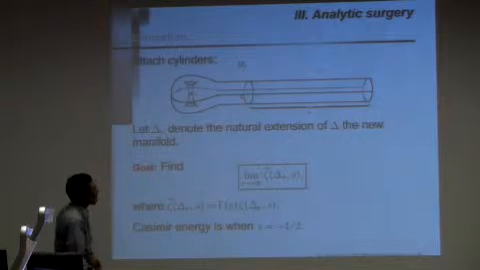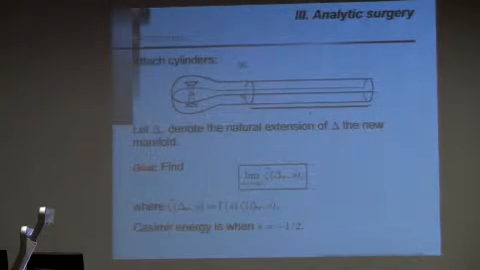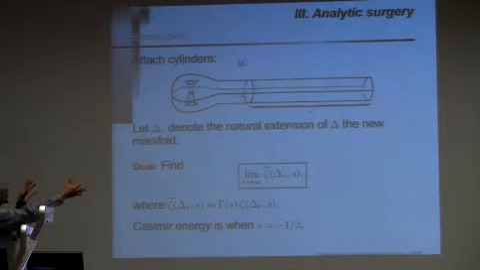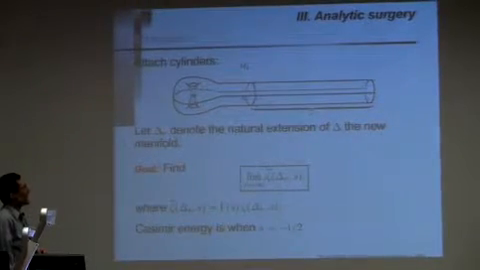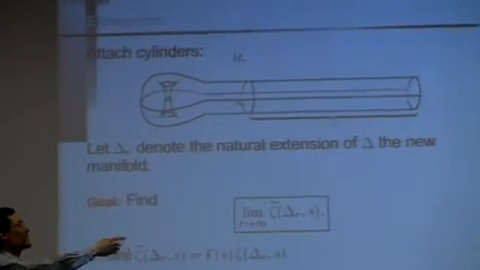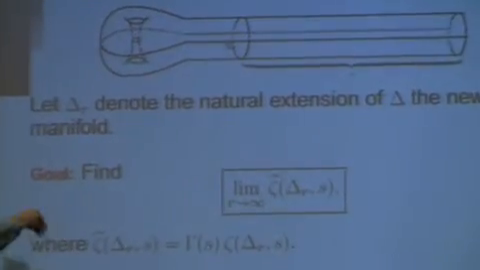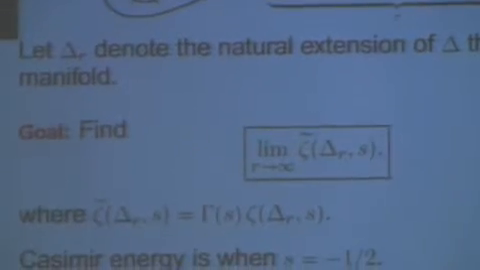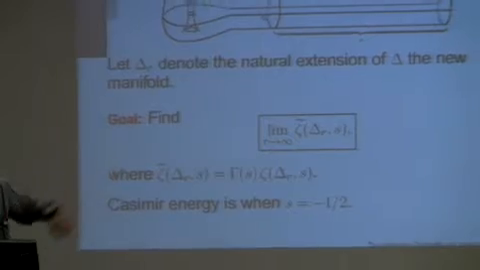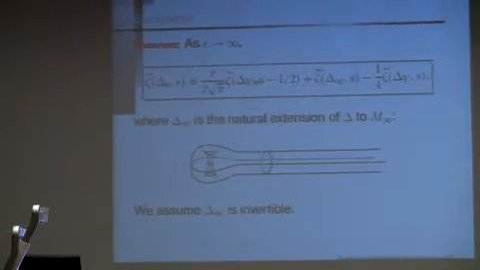We're going to try to understand what happens to the zeta function on the manifold M sub R as you let R go to infinity. What we're really interested in is not just R going to infinity in one dimension like this, but in two dimensions. But that'll be later on. We're interested in what happens at s equals -1/2. Okay, well, here's the answer.